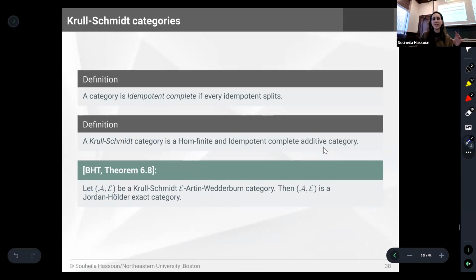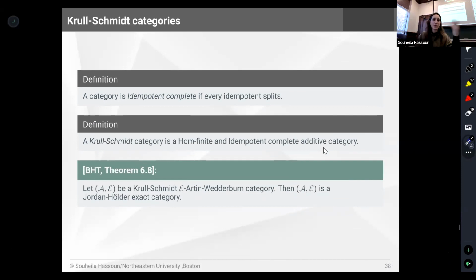That's why we're interested in this kind of category, because they give us the nice property that filtrations will have the same length, so that we can have a length function, etc. But also, here we just know one sense. So is the opposite true? Like, every Jordan-Hölder category should be a category like this?